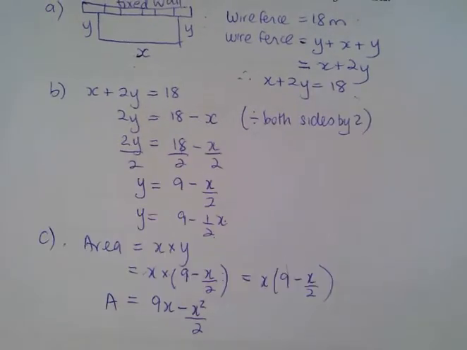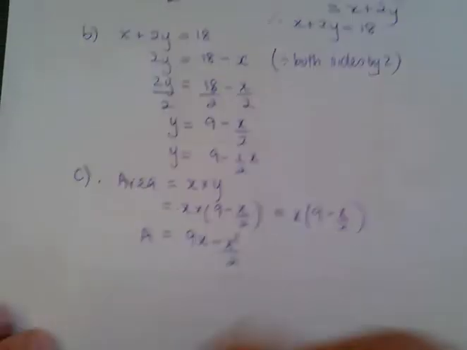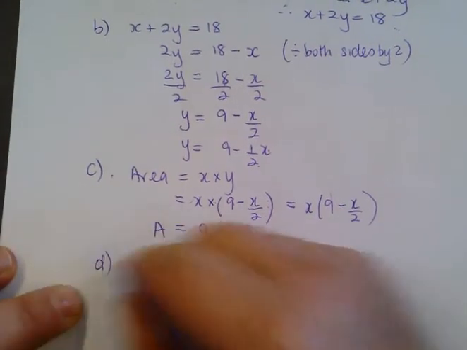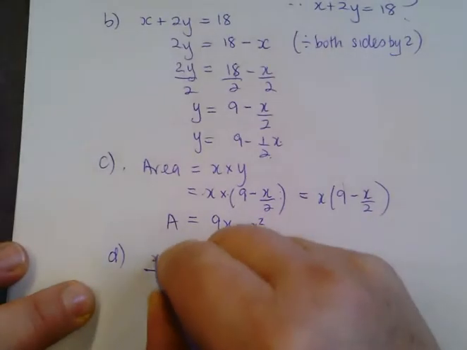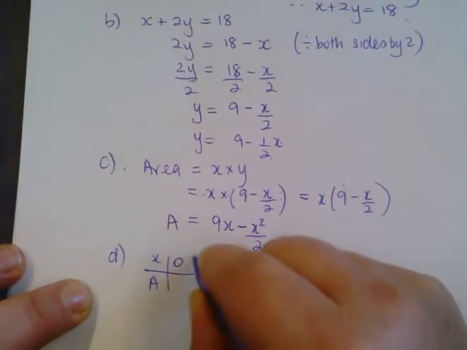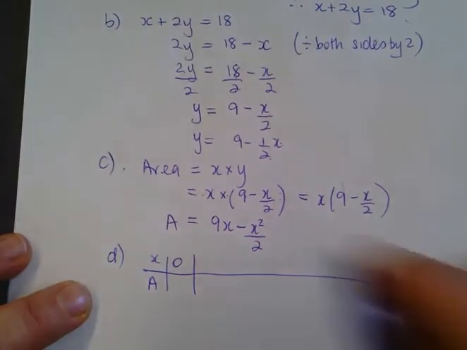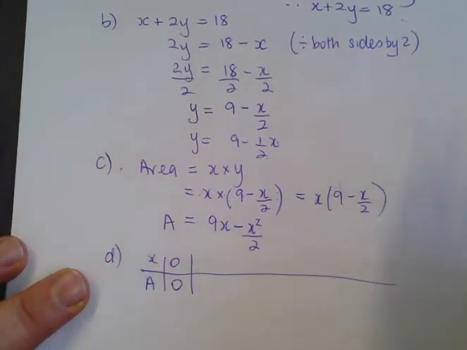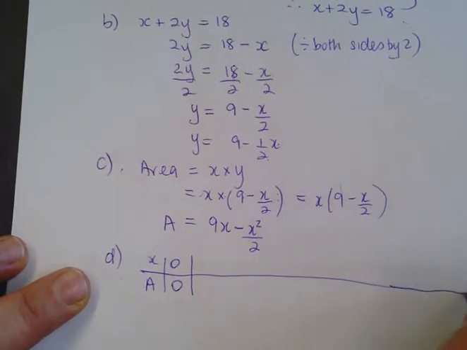And now, hence, find the maximum area for the enclosure. Got to do a table of values again. All right? So part D, I've got x and A. Obviously, 0 is going to give me 0 area. So let's start. It's not going to be 1 and 2. It's going to be close to halfway.